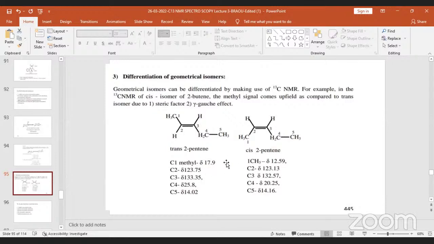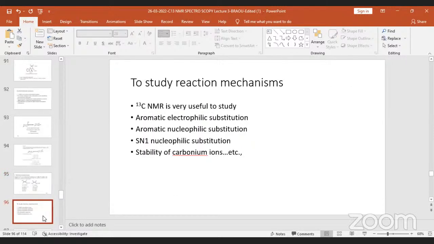So it will be slightly downfield, 17.9. So from the chemical shift values, we will be able to identify whether it is trans or cis, E and Z, etc. Okay, differentiation of geometrical isomers also is possible by C13 NMR. And another thing is we can study reaction mechanisms also by making use of C13 NMR.